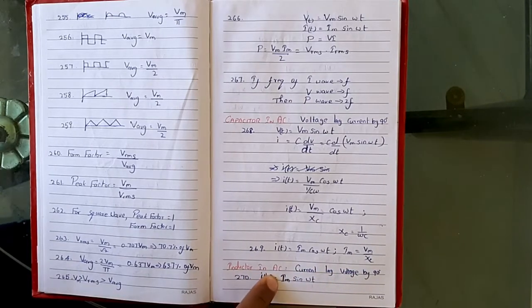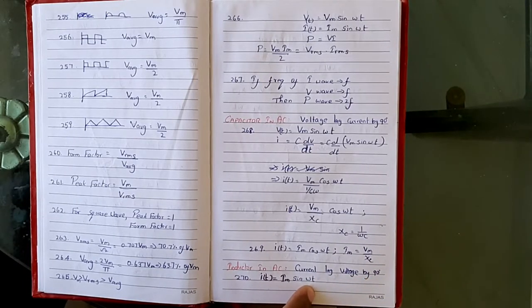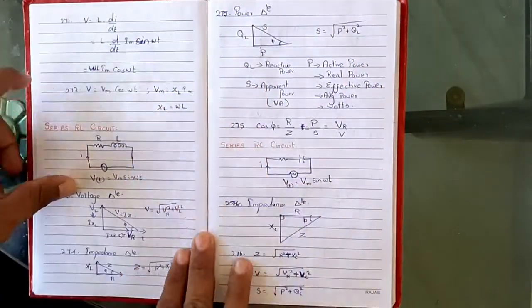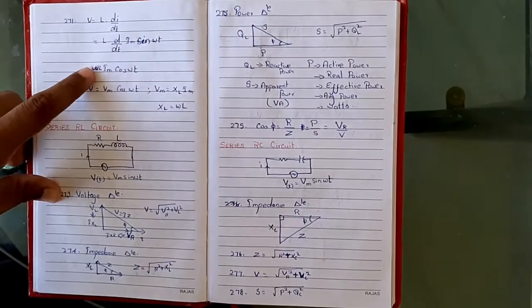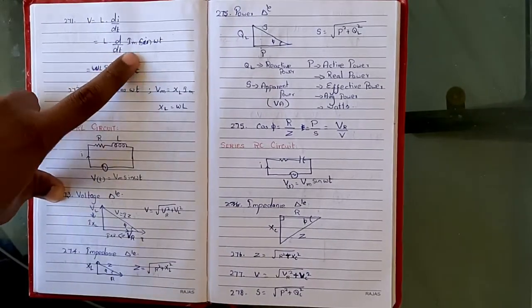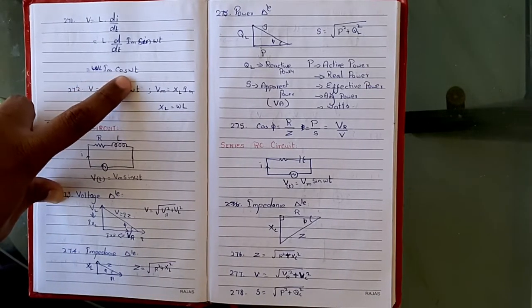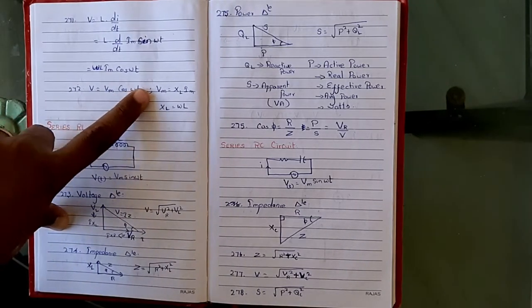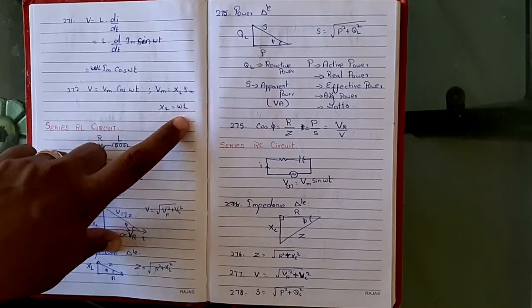Now inductor used in AC. When inductor is used in AC, current lags voltage by 90 degrees. I of t equal to Im sin omega t. So voltage is equal to L into di divided by dt, that is equal to L into d by dt of Im sin omega t, that is equal to omega into L into Im cos omega t. Formula number 272, V equal to Vm cos omega t, where Vm is equal to XL into Im, XL is equal to omega into L.